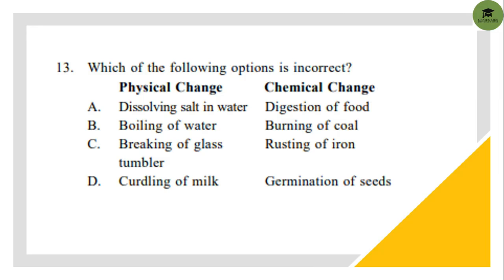Next one. Which of the following options is incorrect? Dissolving salt in the water, physical change, digestion of food. This is the correct one. Boiling of water, burning of coal. This is also correct. Physical change, breaking of the glass tumbler, rust of iron. This is also correct. Curdling of milk and germination of seeds. This is not the correct one. Okay, so option D is your correct answer.